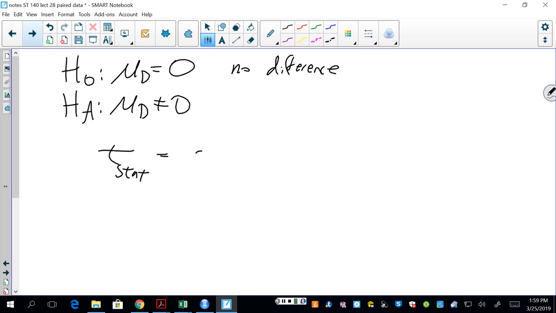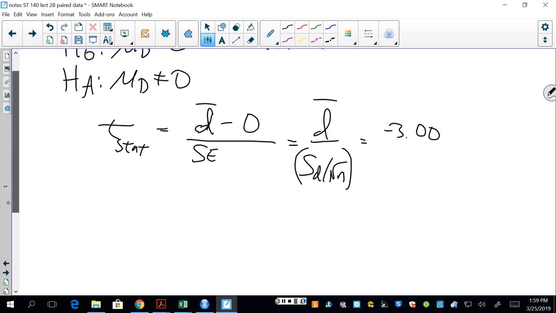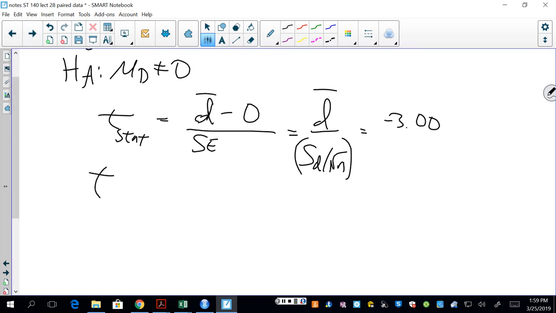When it's 0, it's just d bar, and we're subtracting 0 technically, but it doesn't make any difference, over the standard error. And that was d bar over s of d over the square root of n, all that denominator. That will be about negative 3, so there's a decrease. We compare this to a t distribution with n minus 1 degrees of freedom. The 0.975 cutoff of that was our 2.179. Right?